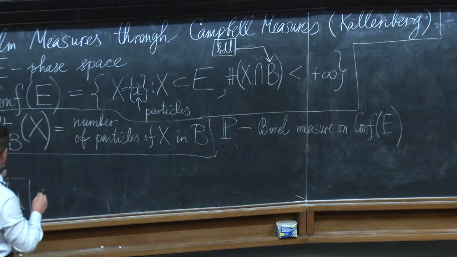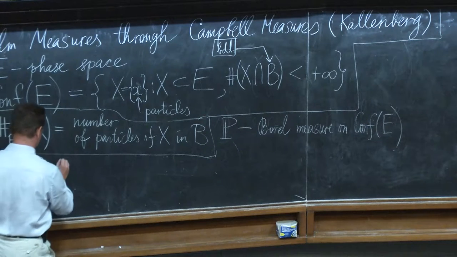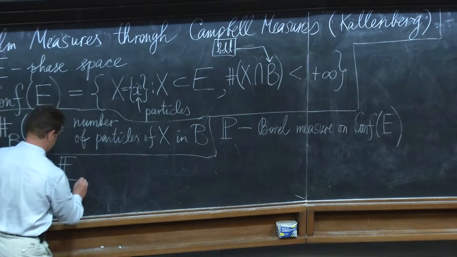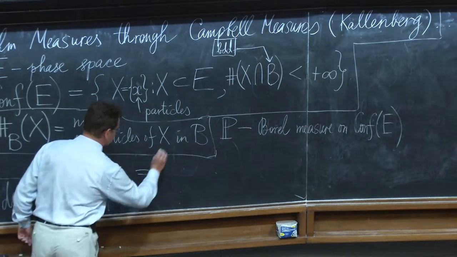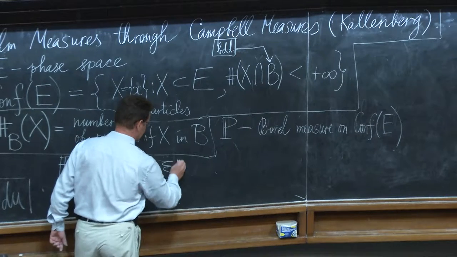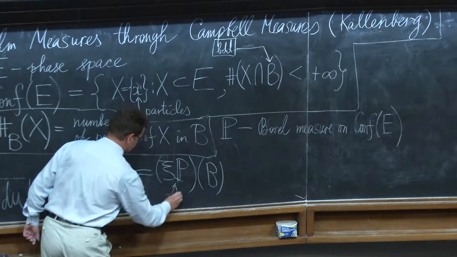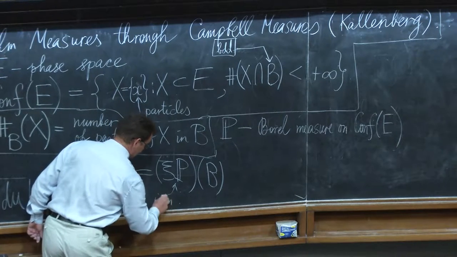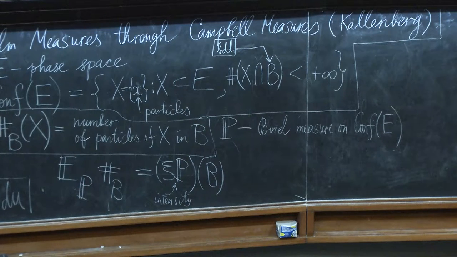I will always assume that all these random variables are integrable. And in fact, the expectation with respect to P of this random variable is the intensity of the process. I will denote it like this, xi pi of P. This is the intensity. This is precisely the average number of particles in some set. So for example, for Poisson process, intensity is just Lebesgue measure.